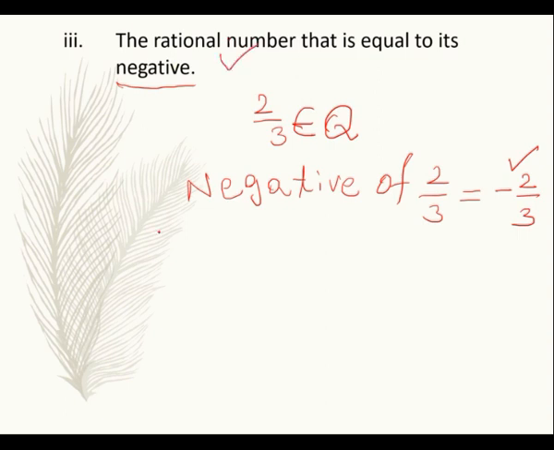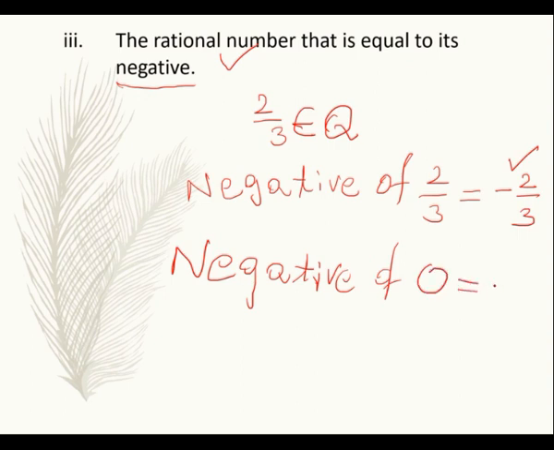Children, here the question comes. What is negative of 0? So, negative of 0, I can write as minus 0. Then what is the value of minus 0? Minus 0 is just nothing but minus 1 into 0. Minus 1 into 0 is also 0. Do we have 0 being equal to minus 0?